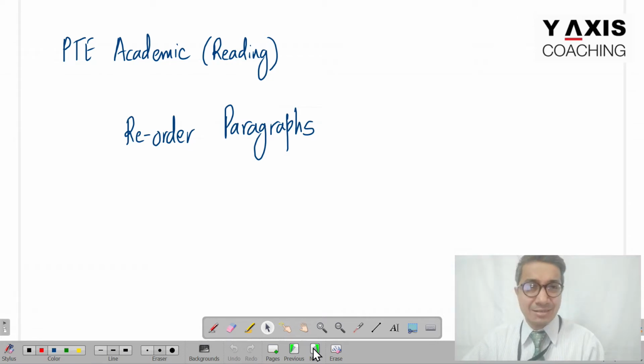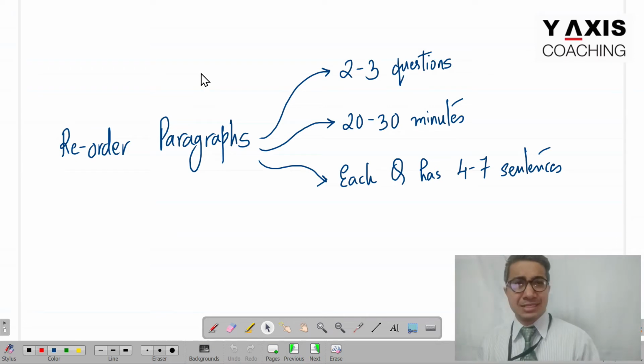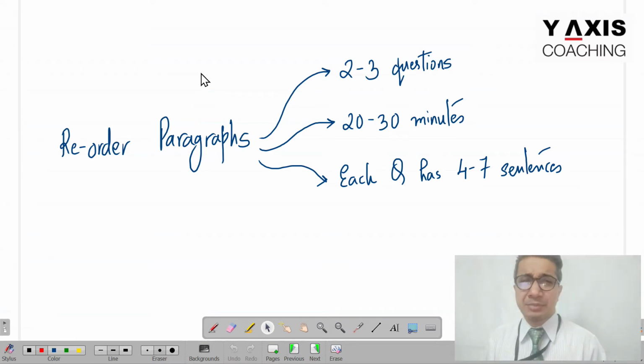It is challenging for a couple of reasons. The first reason is many people are not able to understand the sentence linking, and that is one reason why they are not able to really get high level marks. Okay, let us start with a few facts about this question type.